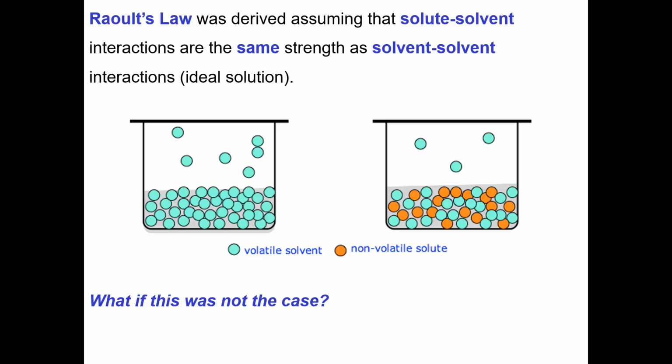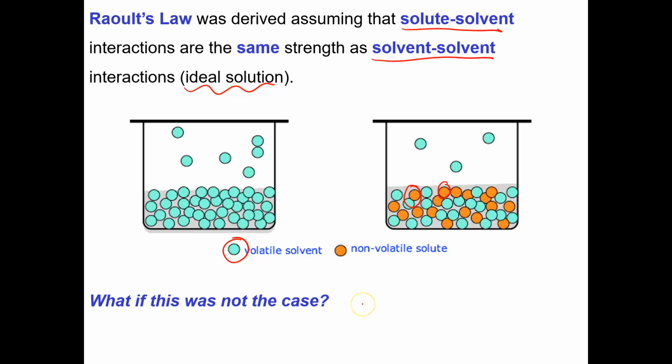Now, there's a little bit of a complication here, which is that Raoult's law is derived assuming that the strength of solute-solvent interactions are the same strength as solvent-solvent interactions. This is what we call an ideal solution. So what we're really saying is that these little red guys on the surface here and dispersed throughout don't hold back the green solvent molecules any more or any less than the solvent molecules themselves.